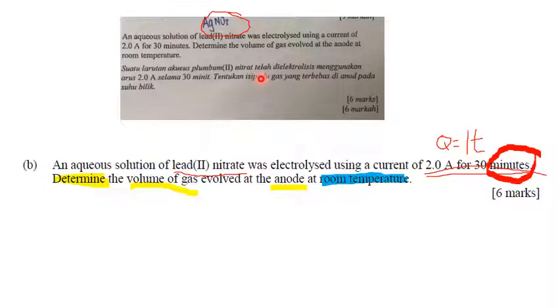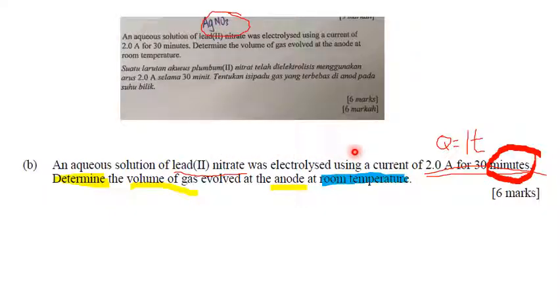Next is PSPM, set 2017-2018. Okay, this is the original question. Let's analyze this short question. An aqueous solution of lead nitrate. So lead nitrate, you must know how to write out the molecular formula. Lead is Pb. Nitrate is NO3.